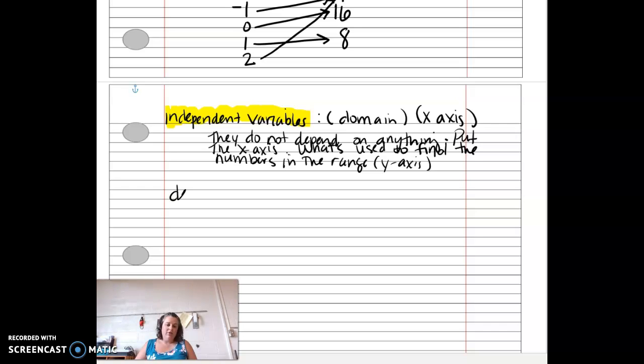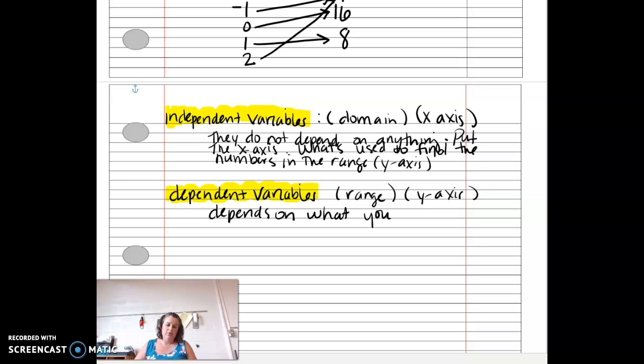And then let's look at dependent variables. I'll highlight that. Dependent variables are your range, put on the y-axis. So this depends on what you use. Put on the y-axis. It's what you're trying to find every single time.